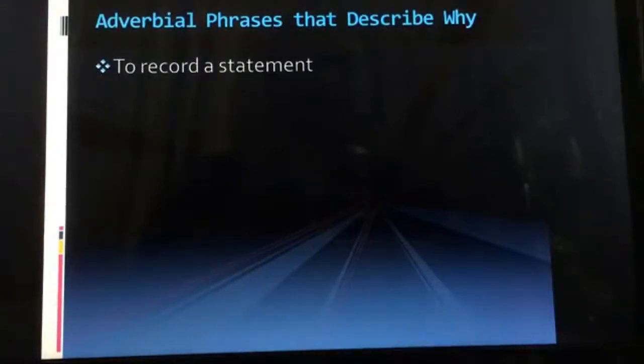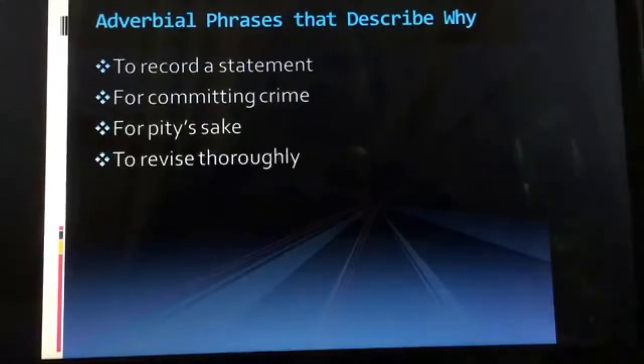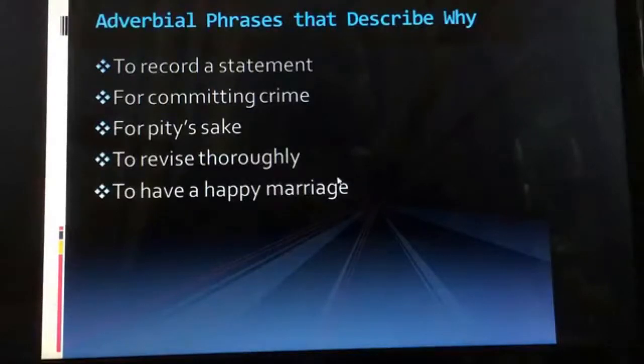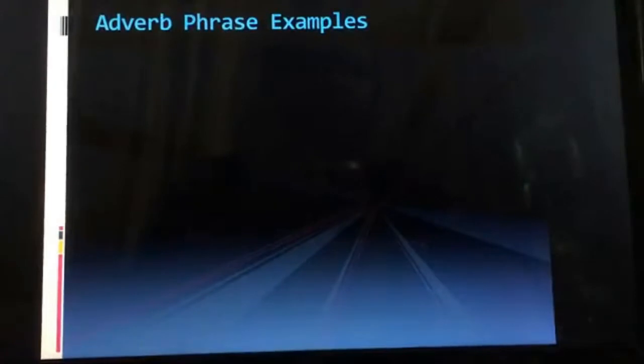Now we will see adverb phrases that describe why. To record a statement, for committing crime, for pity's sake, to revise thoroughly, to have a happy marriage. So we can see that this is describing why. This tells you why that action is happening or happened. Here are some examples of adverb phrases so that you can know how to use them. In your exam, what you have to learn is how to identify adverb phrases in a sentence. You have to identify the accurate adverb phrases, and also you may need to know which one is correct and which one is not, as given in your book exercises. You may have to do it.